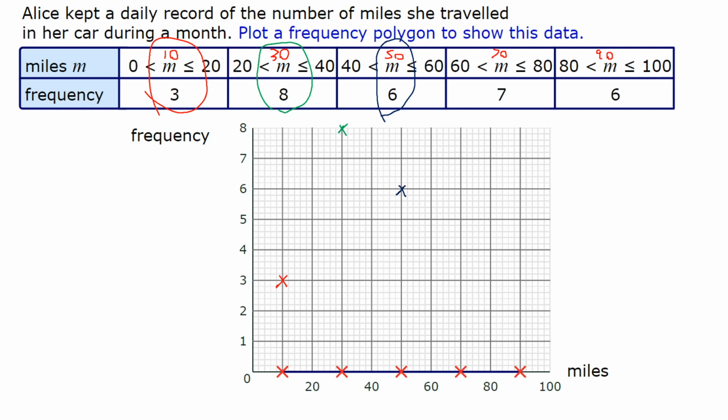At 70 miles, it's going to be 7. So let's plot 7 over here. Okay. And finally at 90, it's going to be 6. So let's plot that as well.